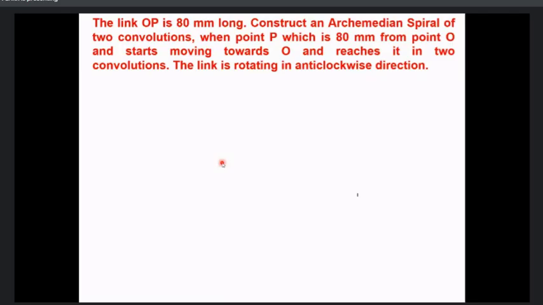Now one more question: a link OP is 80 mm, and construct an Archimedean spiral of two convolutions. Till now we have done it for one convolution. Now the question says you have to construct it for two convolutions, when point P, which is 80 mm from point O. Okay, point O is nothing but a pole.